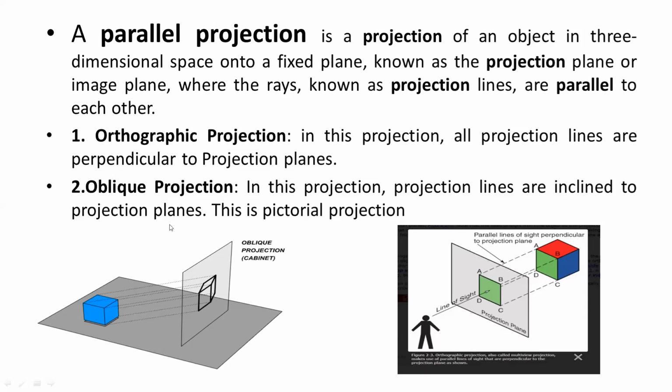So what is the difference between the oblique and orthographic? Here you can observe the oblique projection. In the oblique projection, the projector lines are parallel to each other, but they are not perpendicular to the plane which is in front of the object or behind the object. Okay, so this is a projection plane. These lines are inclined at 60 degrees or at 30 degrees. And therefore, after projection, we will get the pictorial view, that is a three-dimensional view.